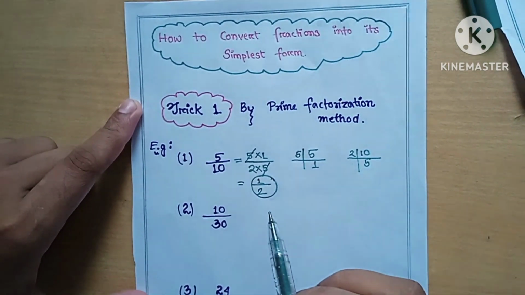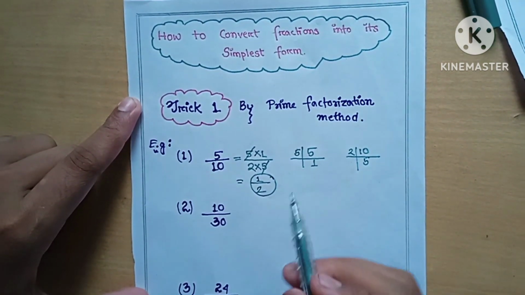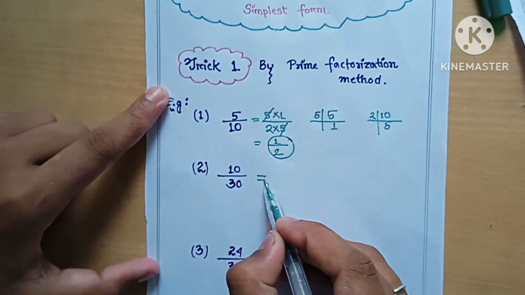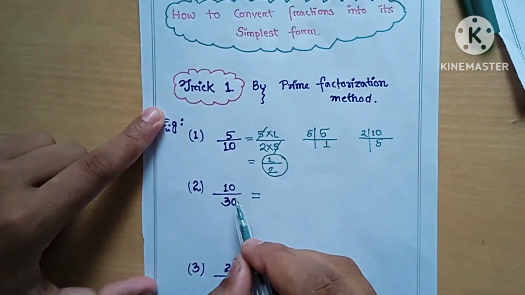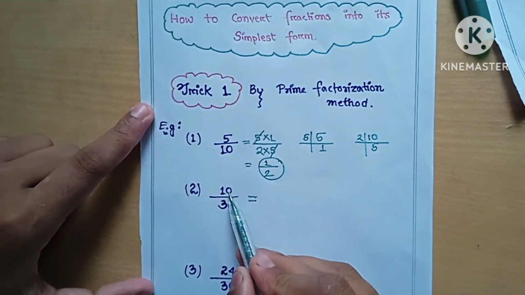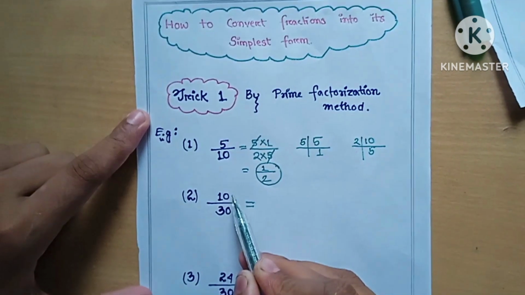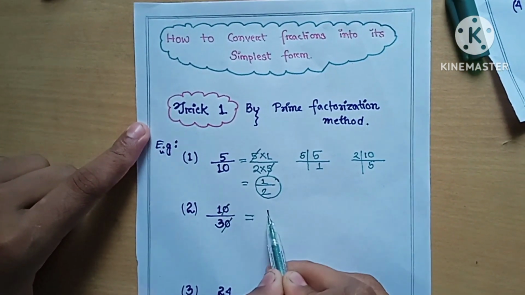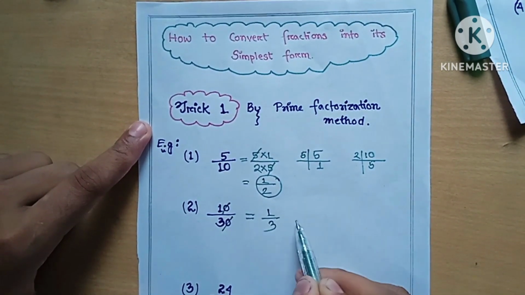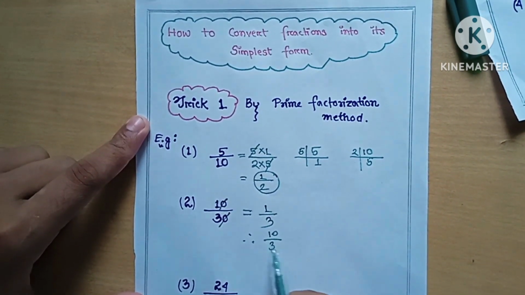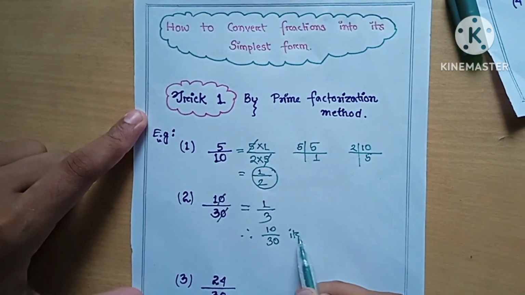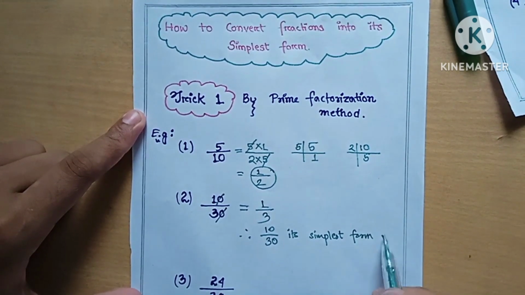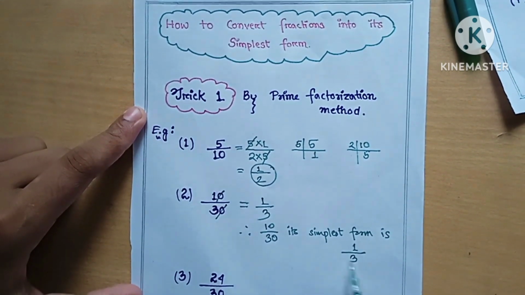So students, let's take one another example. Let's take 10 by 30. This type of question can be solved easily: if you see 0 and 0, then you can cut them easily like this, and what remains? 1 by 3. Therefore 10 by 30, its simplest form is 1 by 3.